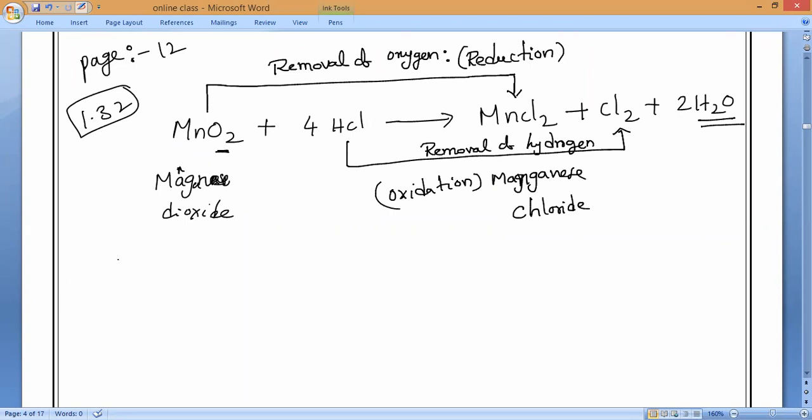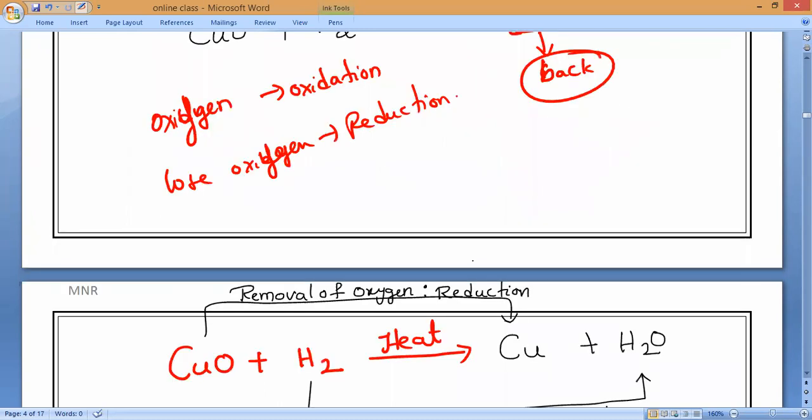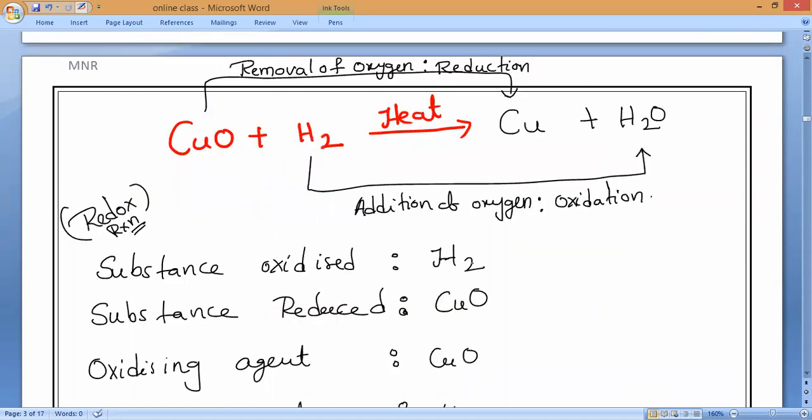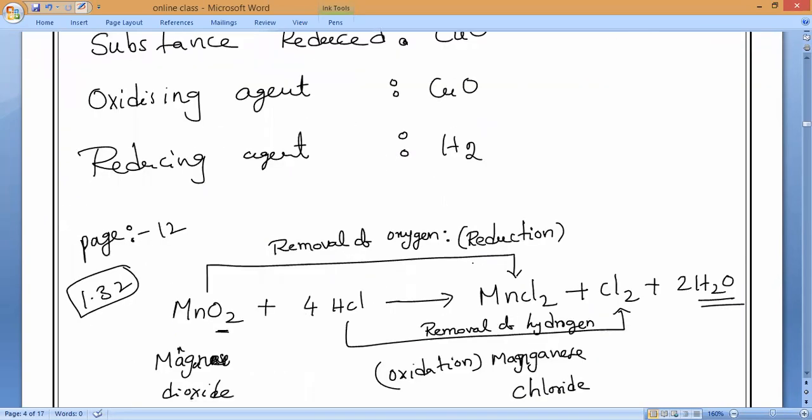Substance getting oxidized. Who is that? Substance oxidized. Hydrochloric acid. Why, guys? Because of removal of hydrogen. Very good. Removal of hydrogen also we can call oxidation only.